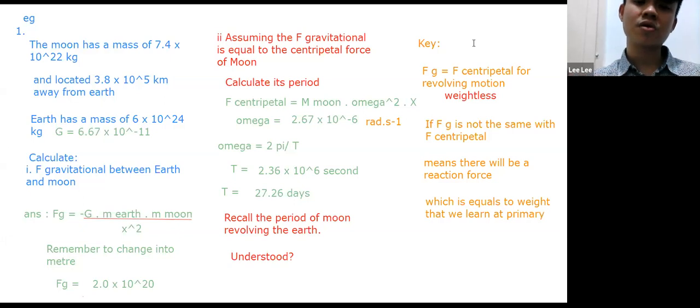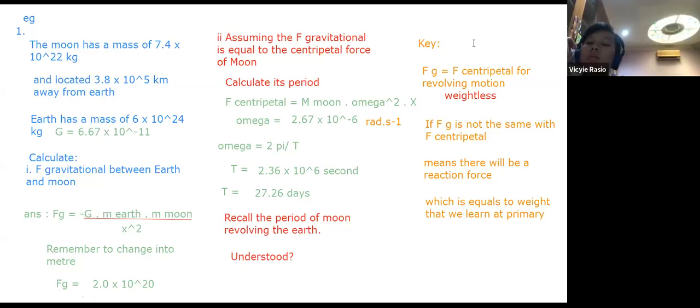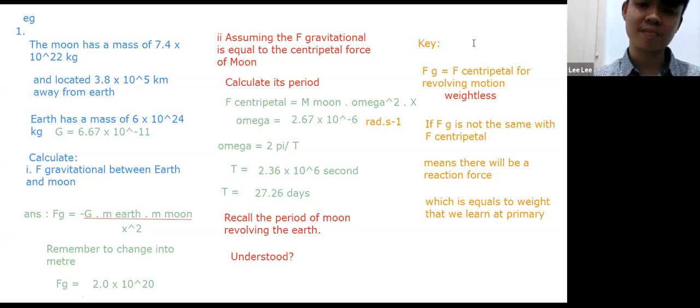Imagine you swing a stone, right? Then you swing it too hard. What will happen to the string? Break. It will fly away. So for revolving motion, the gravitational force and the centripetal force have to be the same. If they're not the same, then we have a reaction force, and that reaction force is the one that we call our weight. So we are going to prove that statement.